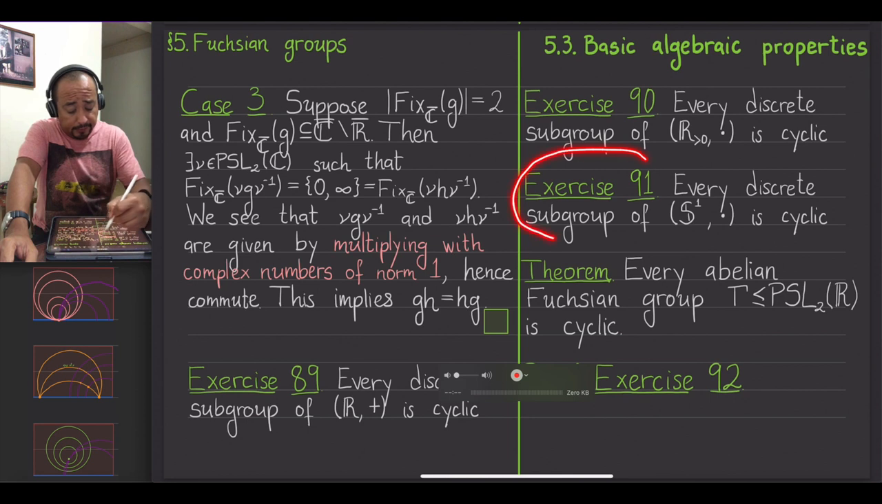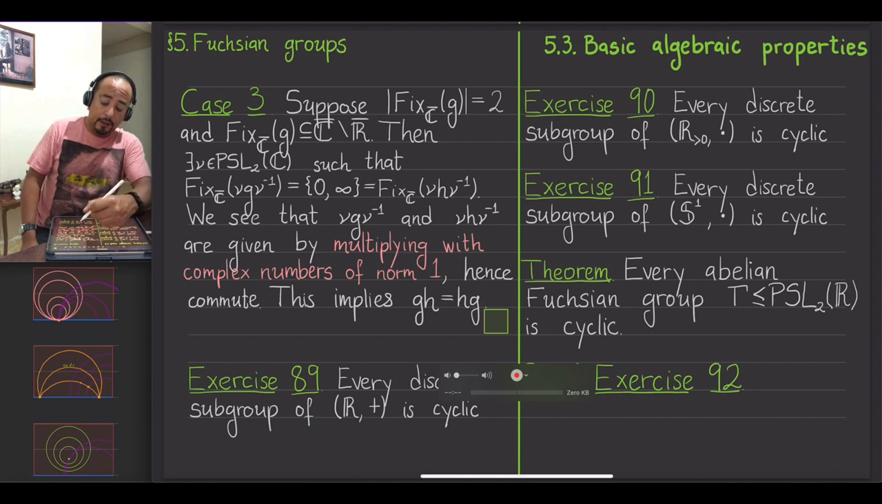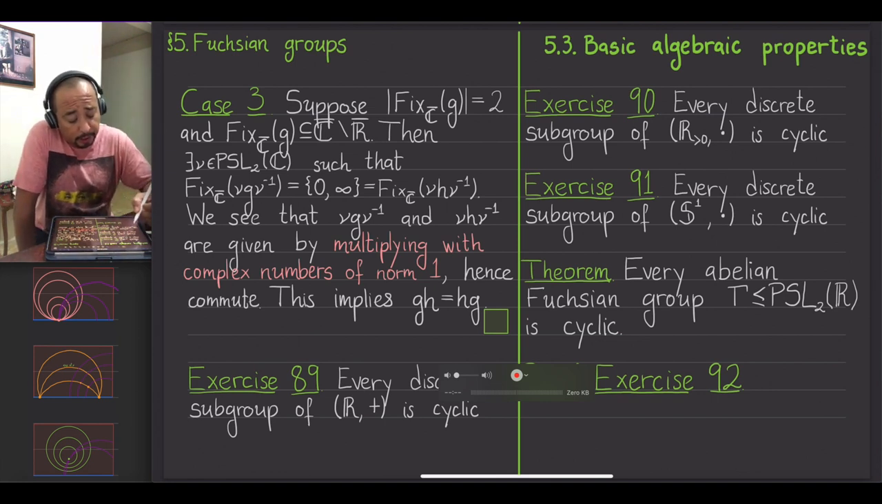The next exercise is that every discrete subgroup of the circle is cyclic. So every discrete subgroup of the real numbers, additive or positive multiplicative, and of the unit circle, they are all cyclic. Okay, and that plays a role in the proof of this theorem, which says that every Fuchsian subgroup of PSL2R, so every abelian discrete subgroup of PSL2R, is necessarily cyclic.